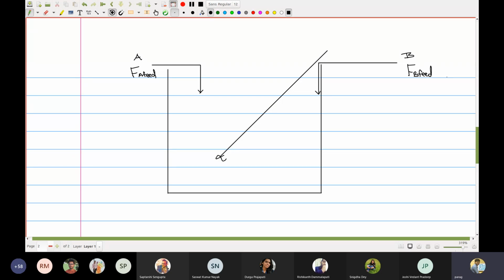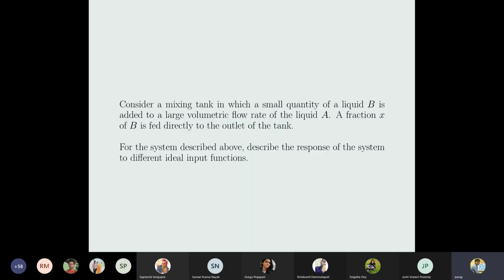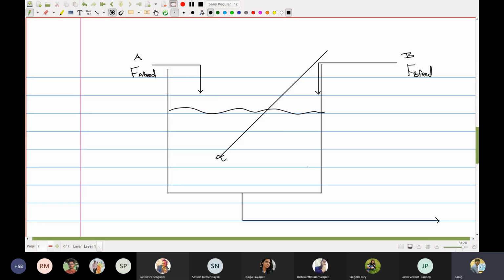Fine. So this is the information that we have been provided. Since this is a continuous system and it's a mixing tank, obviously we know that there is going to be another stream, which is the outlet stream. So let's see what other information has been provided to us. A fraction x of B is fed directly to the outlet of the tank, which means that I should have something like this.